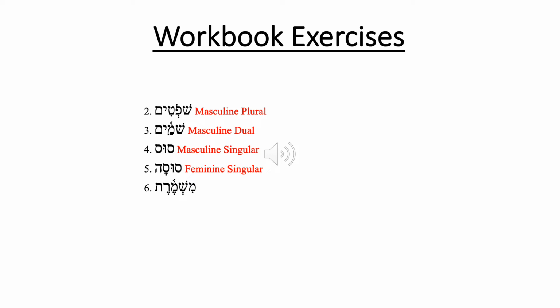What about number 6? Mishmeret. It may be tempting to think that because there's a tav that this is feminine plural. However, feminine plural is holam vav tav. Here we have segol tav. This is not feminine plural. This is feminine singular, mishmeret.